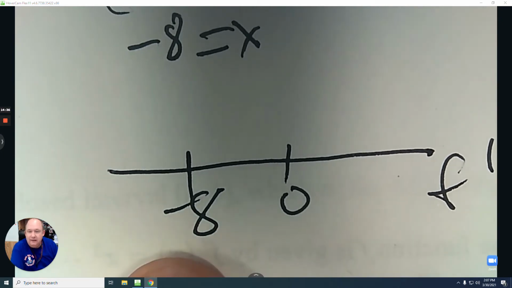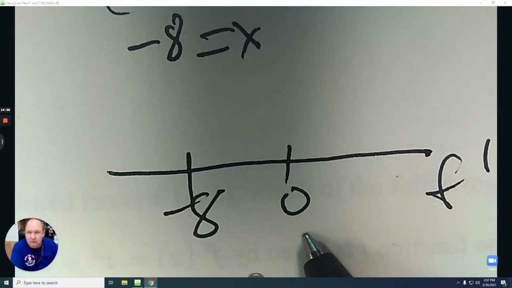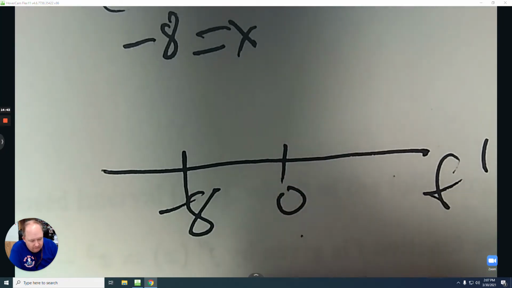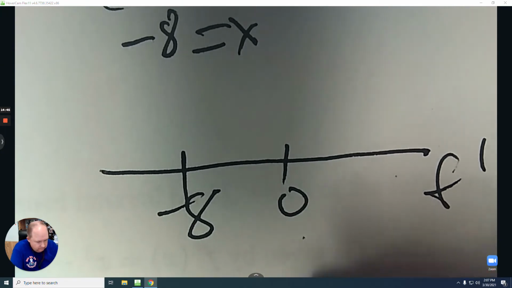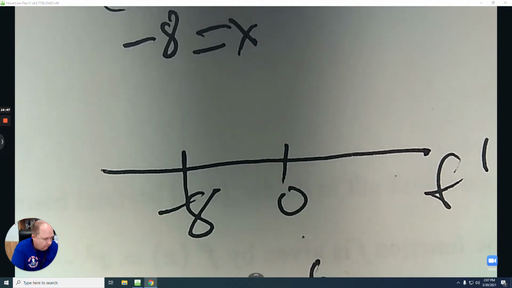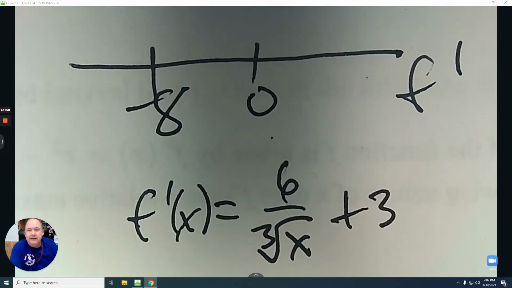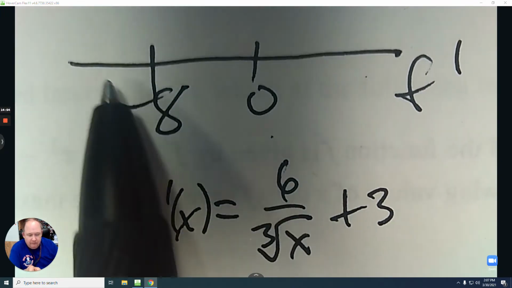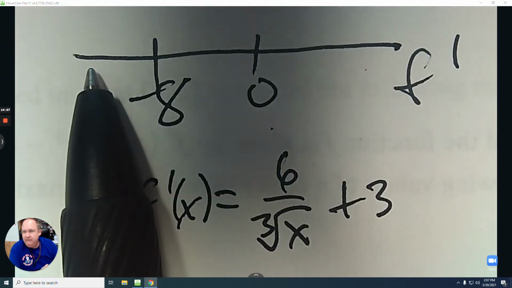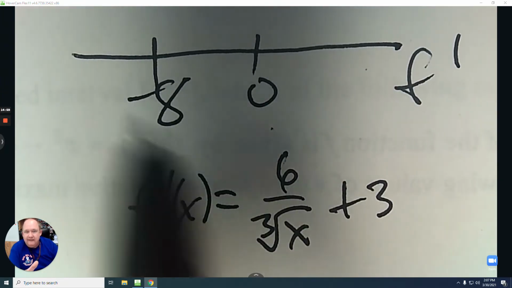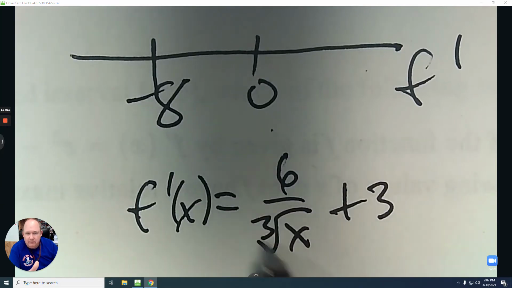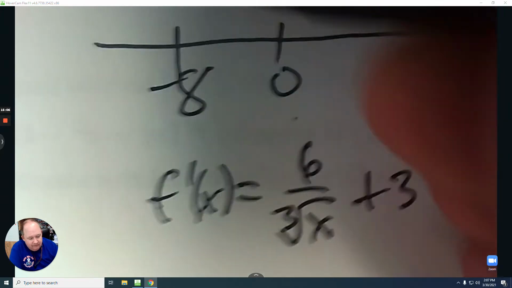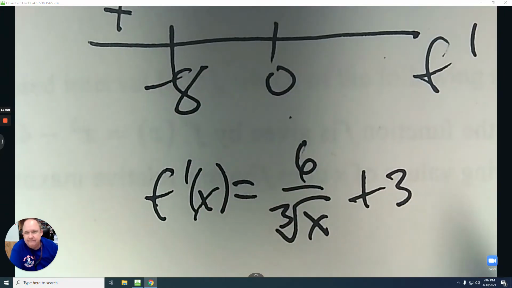So negative 8 is making it equal to 0. 0 is what makes it undefined. We need to look at both. Now, I'm going to rewrite the derivative again. So there's the derivative. And so what I'm going to do is I'm going to plug in a number. So if I plug in something hugely negative, this fraction is going to be too big. It would be a negative, and eventually this would be going to 0 plus 3. This is going to give me a positive answer.